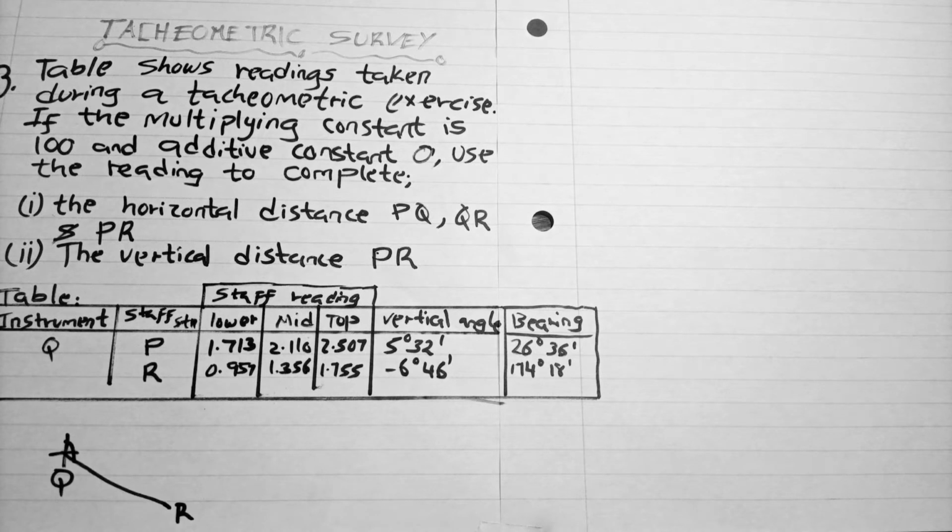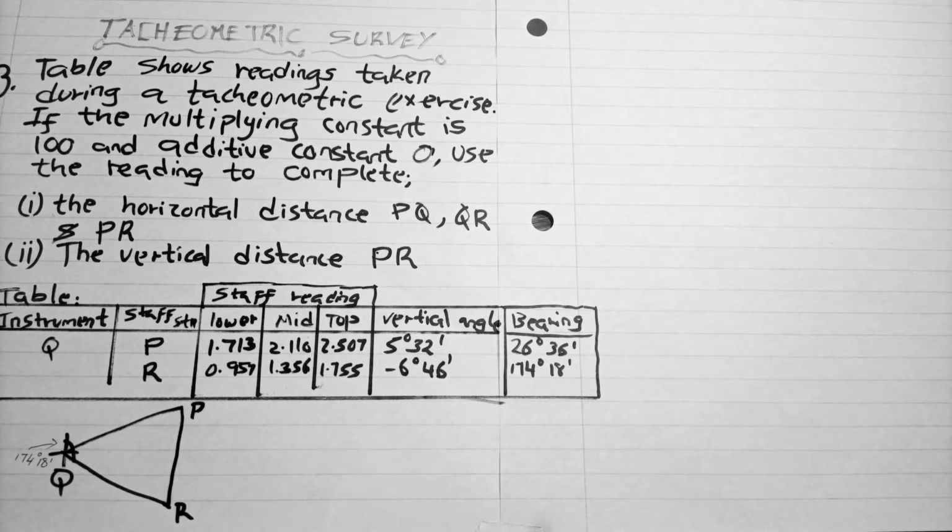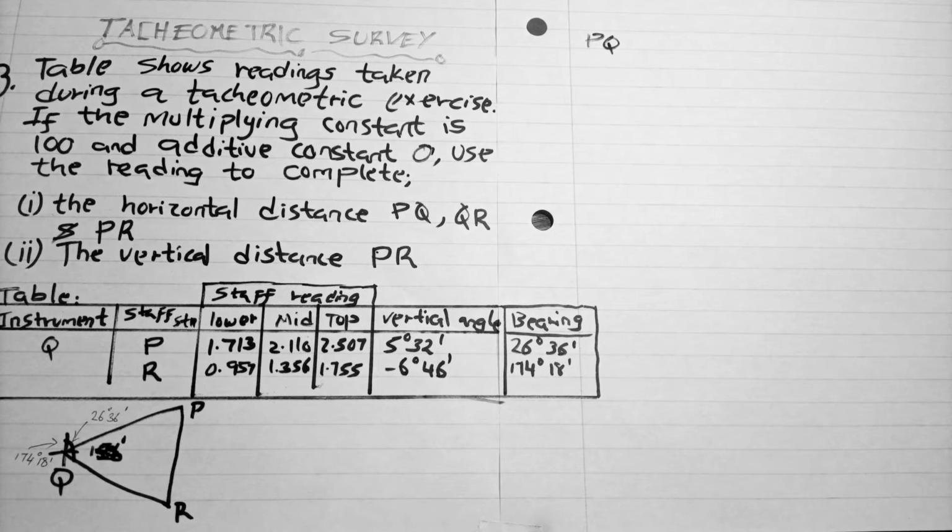First of all, we need to locate where our P and R are. From the instrument station at Q, by use of those bearings, having come from the true north, we will have 26 degrees 36 minutes, and also 174 degrees 18 minutes.